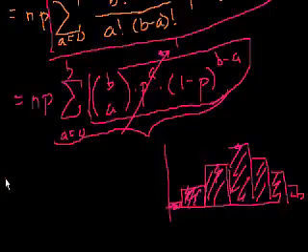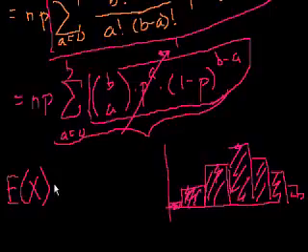And so we're left with the expected value of our random variable x is equal to n times p, where n is the number of trials and p is the probability of success on each trial. And this is true only for binomial distributions. This isn't true for any random variable x. It's only true for a random variable x whose probability distribution is the binomial distribution.